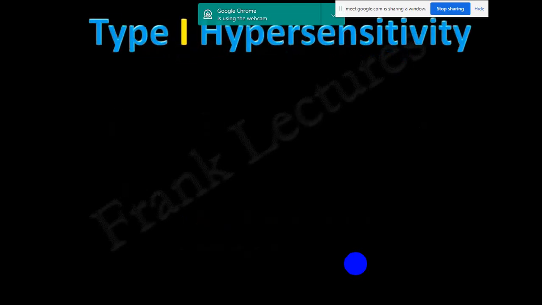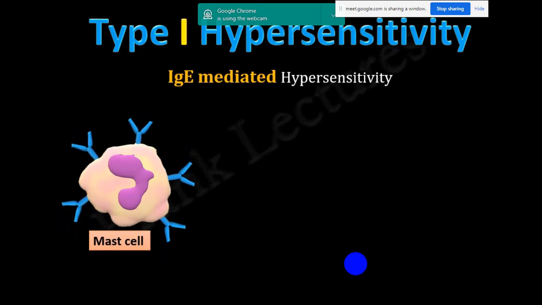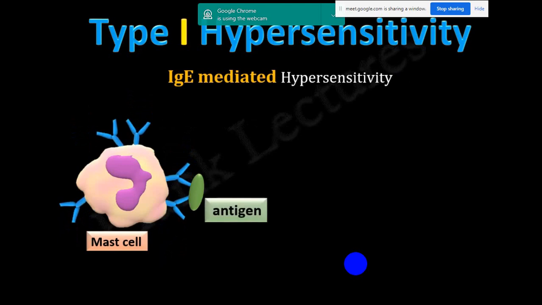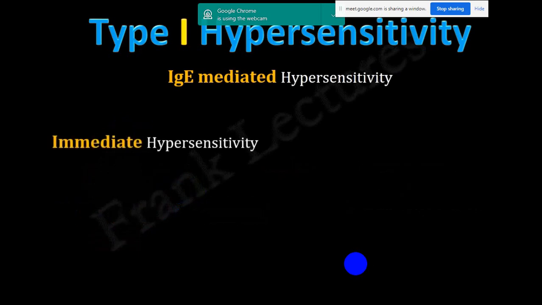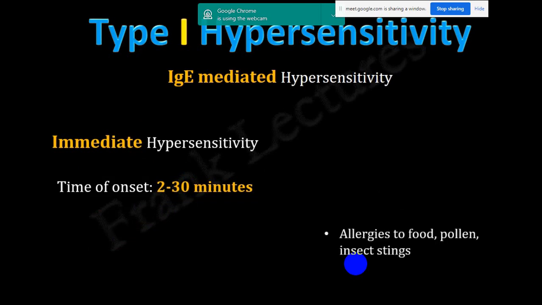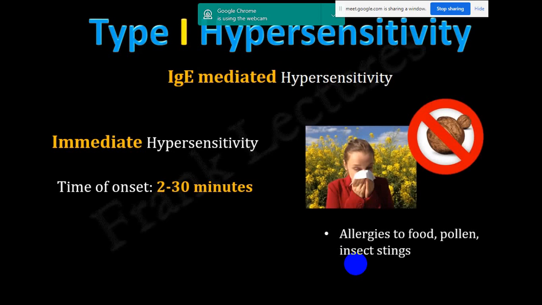Type 1 hypersensitivity. Type 1 hypersensitivity reactions are IgE-mediated reactions. In this case, antigen-specific IgE antibodies bind themselves to cells such as mast cells and basophils. When these antibodies interact with the antigen, degranulation of cells occurs. This degranulation releases inflammatory mediators which further result in symptoms of the reaction. Type 1 hypersensitivity is also known as immediate hypersensitivity since it occurs immediately upon exposure to the antigen. It takes only 2 to 30 minutes to develop. Examples of type 1 hypersensitivity reactions include allergies to food, pollen, insect stings, etc.